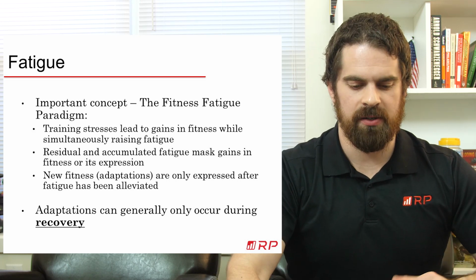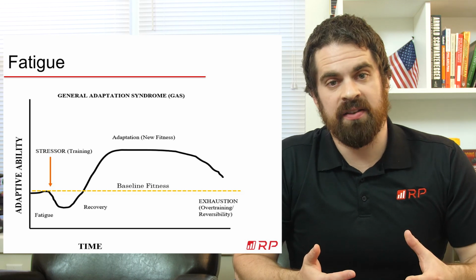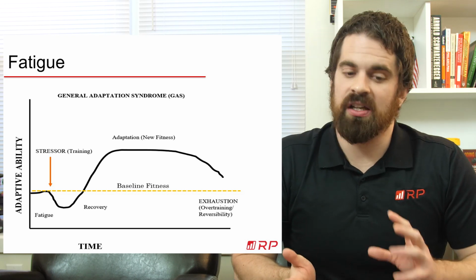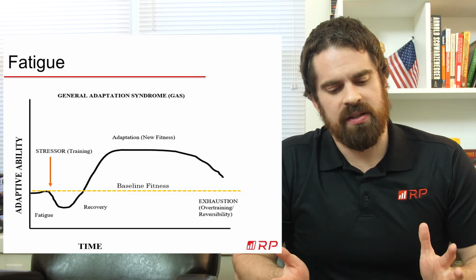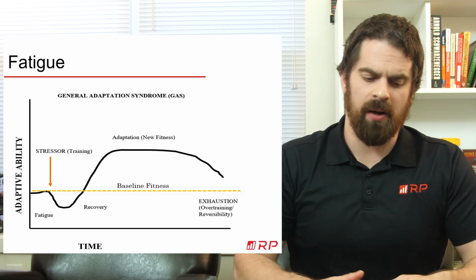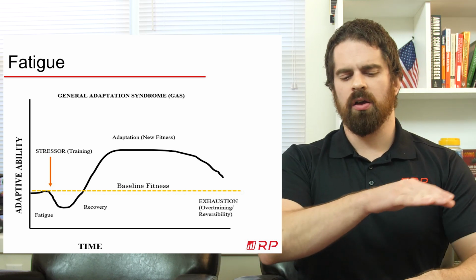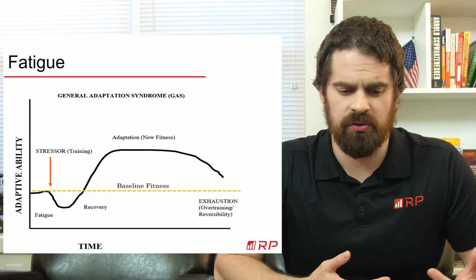And that can be depicted by Hans Selye's general adaptation syndrome. Hopefully you've studied this in high school and college biology. If not, go back and look at it. It's important, right? Real quick, if you look at the slide, this is kind of a very over-dramatized example of what this looks like, but you can see that yellow line represents some baseline fitness, right? Whether it's muscle mass or strength or cardiovascular fitness, doesn't matter.